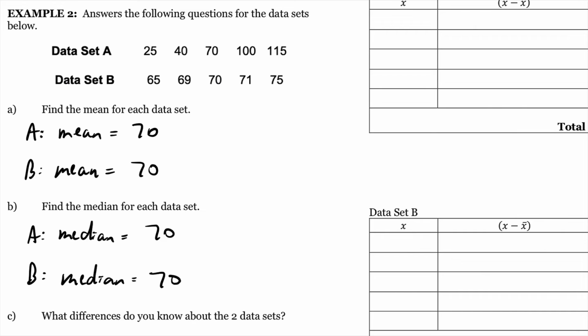I had one student in set A who got a 25, a really low score. 40, still a low score. 70 is a C. 100 is a perfect score, right? 115 is even extra credit on top of the perfect paper. Set B, 65 is about a D. 69 is a D plus, C minus. 70 is a C. 71 and 75 are both C's.